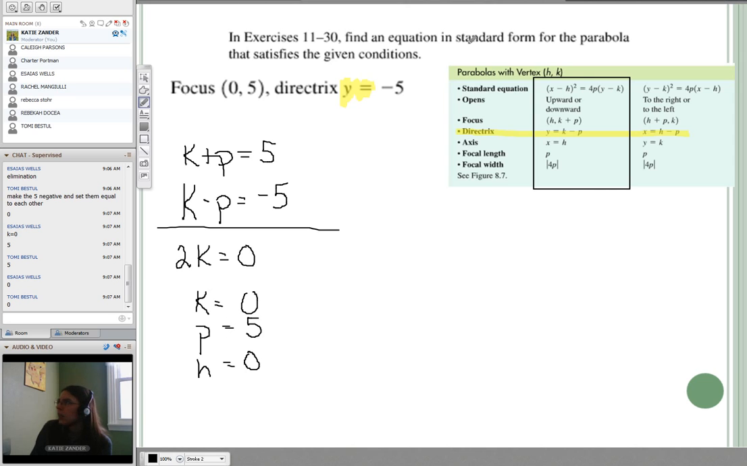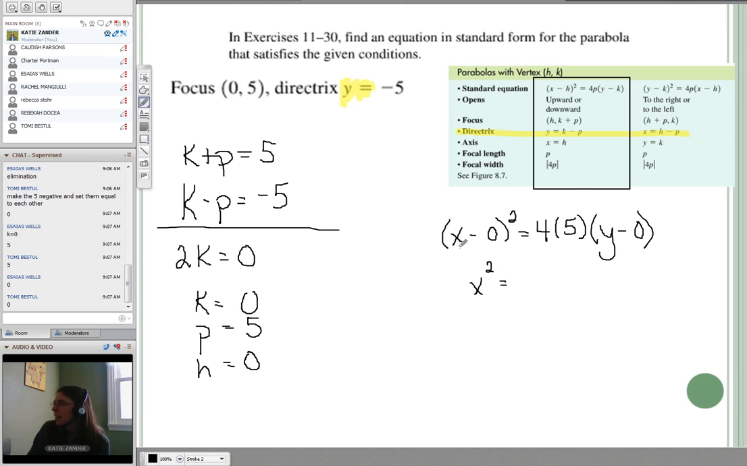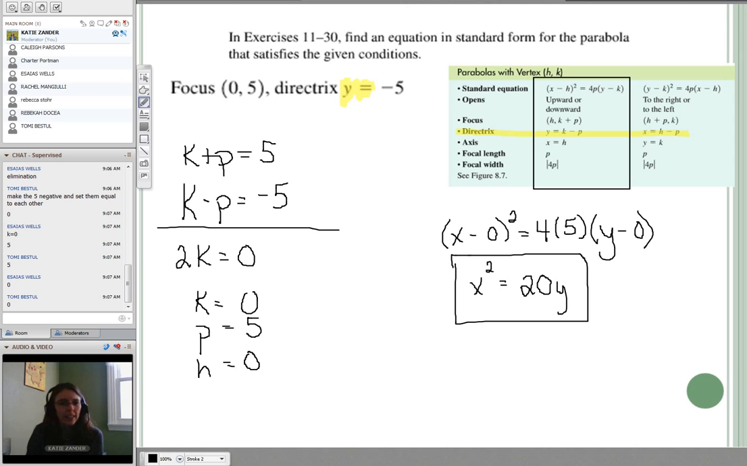We do have everything we need, though, to write our equation because we have k, p, and h. So looking at the standard equation, we're going to do x minus h, which was 0, equals 4 times p, which we said was 5, times y minus k, which was 0. If I go ahead and simplify this, I'll get just x squared equals 20y. All right, not too bad. Any questions with that at all?